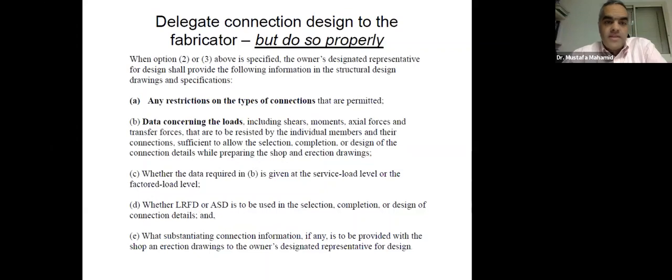If you do that, it has to be done properly. So you need to provide all information related to connection design, such as reactions and what they are based on, LRFD load combinations or ASD load combinations, anything related to the loads, and anything that you think as a structural engineer the fabricator should know about connection design. They know connection design very well, but they need to know about your structure and the connections that you want them to design. You should provide them with that.